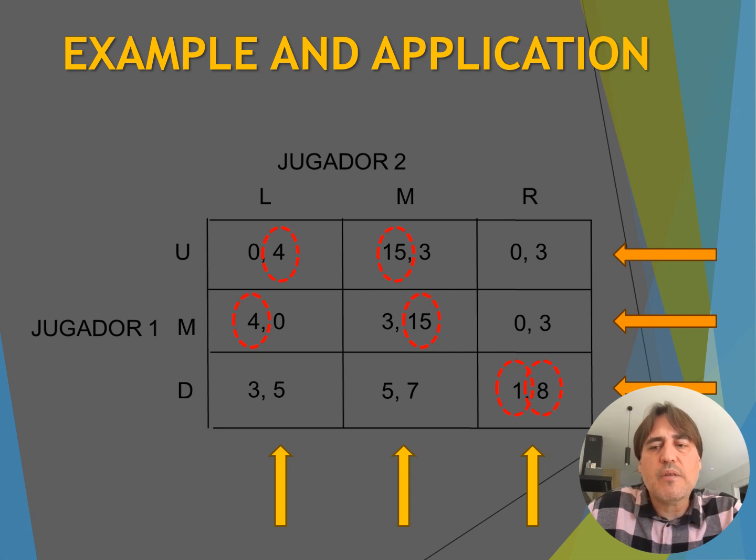We observe that the only pair of strategies that serve as best responses in a simultaneous way for both players occurs when player 1 plays D and player 2 plays R, since both strategies are marked as best responses at the same time. Therefore, the only Nash equilibrium of this game will be D and R, and the players will earn 1 and 8 respectively.